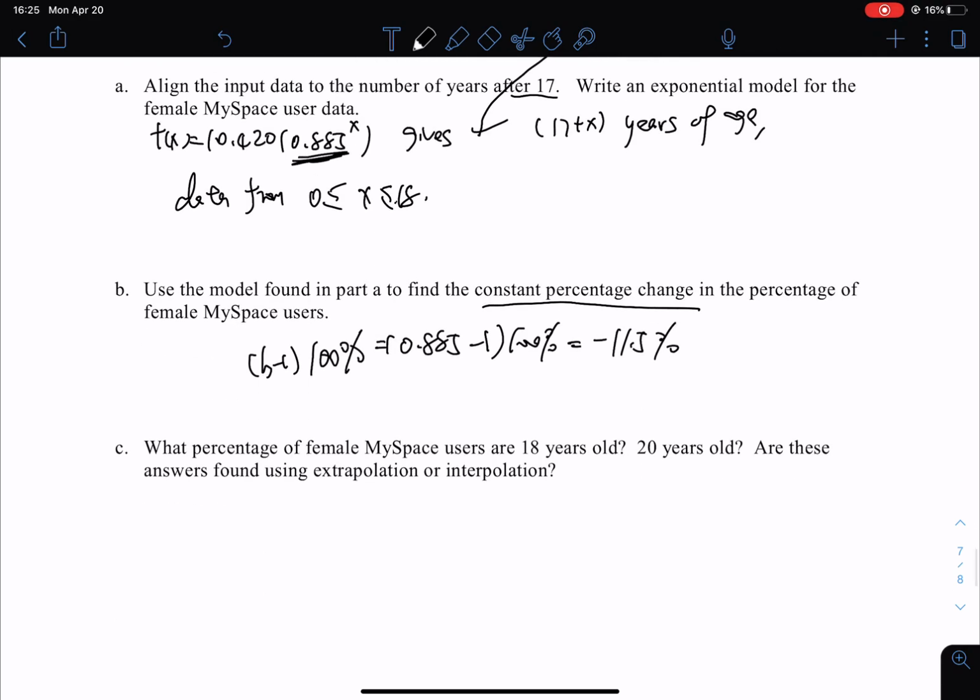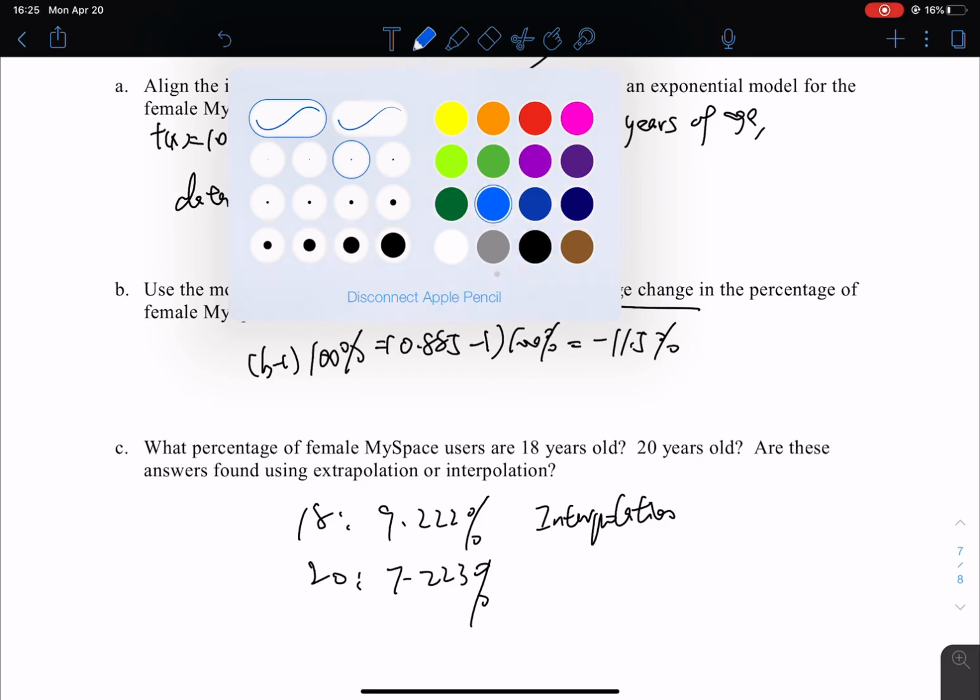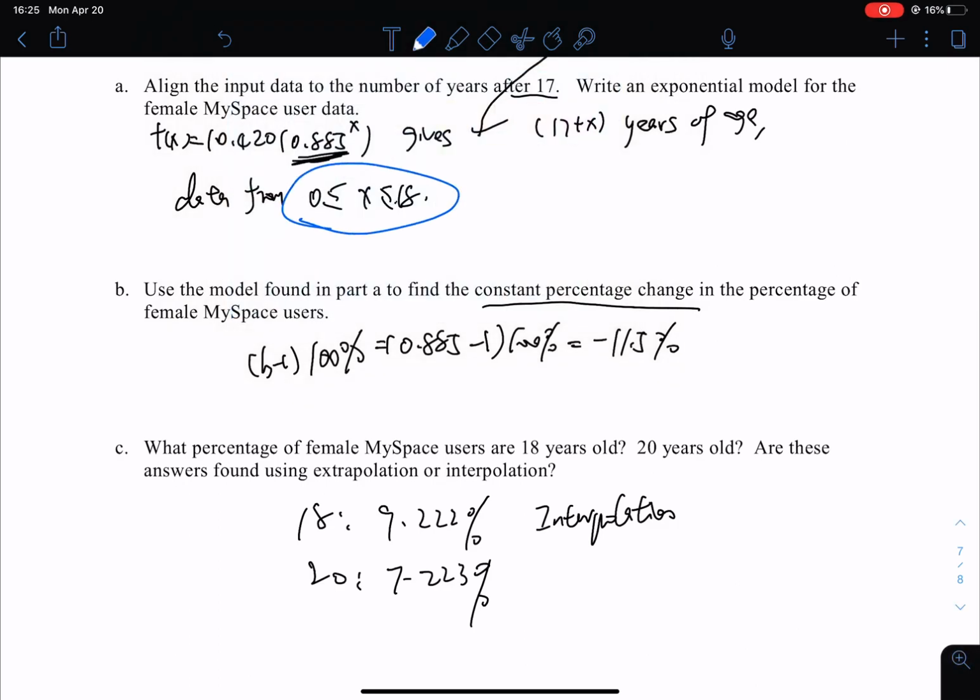Next one, what percentage of female MySpace users are 18 years old? For 18 years old, it's just 9.222%. And for 20 years old, it's just the other value. The first one is interpolation, because it's inside of the domain. But the other one is not, because our domain is from 0 to 18. This is inside of the domain, and this is the outside one. So we have to use extrapolation.